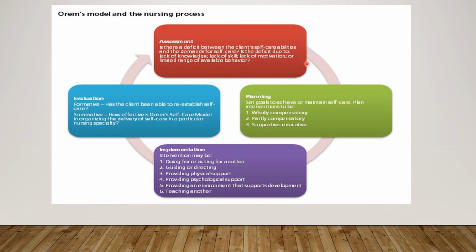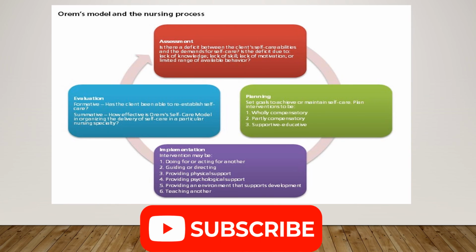And in the assessment again you have to understand what is the reason for the deficit, what the nurse can do. So when we get answers for all this, we move to the planning stage and think about what all goals we will be setting along with the patient and what type of nursing system we can provide, whether it is wholly compensatory, partially compensatory, supportive, educative. Then implementation, the 5 ways of helping the patient. Last, evaluation. Formative evaluation, summative. Formative evaluation, whether the client is able to re-establish self-care. Summative evaluation also we have to do. How effective is Orem's self-care model in delivering self-care in this particular nursing specialty. So this is all about application of Orem's theory along with a patient.